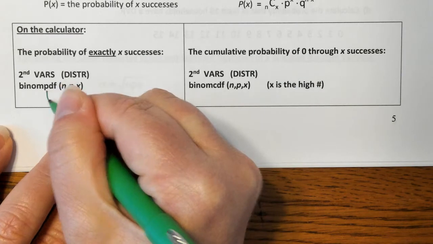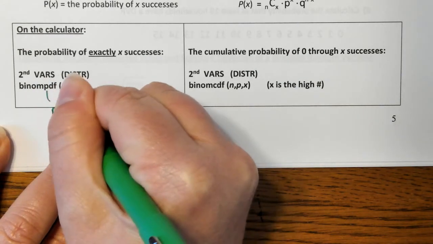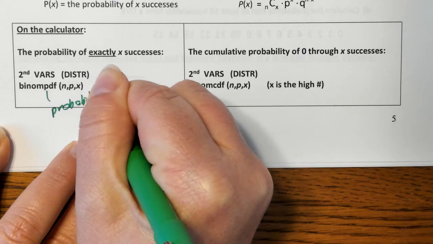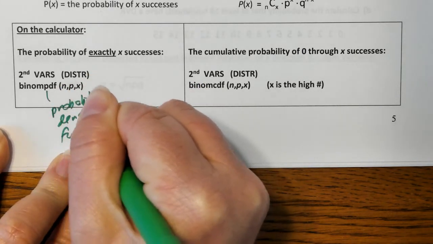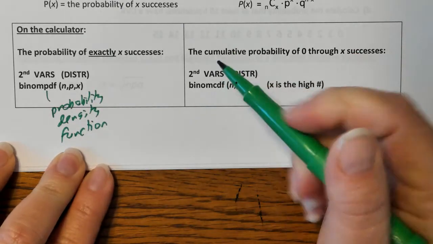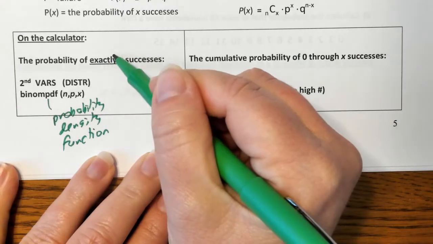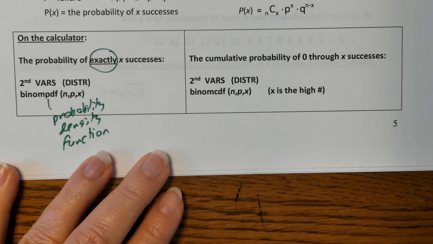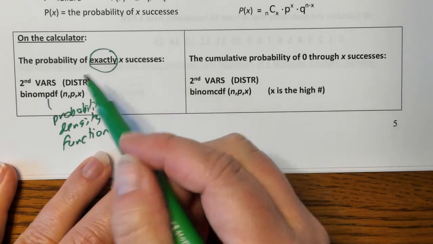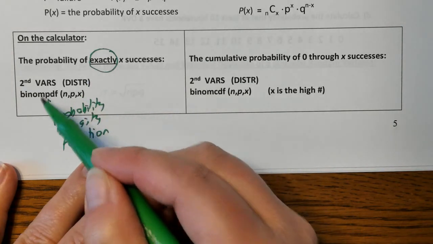The PDF stands for probability density function. You will pick Binomial PDF when you're looking for an exact number of successes. If we want to know the probability that exactly 8 out of our 10 people are going to like chocolate ice cream, or we want to know the probability that the basketball player is going to make exactly 2 out of the 4 shots, okay? So if you're looking for an exact number, you'll pick Binomial PDF.